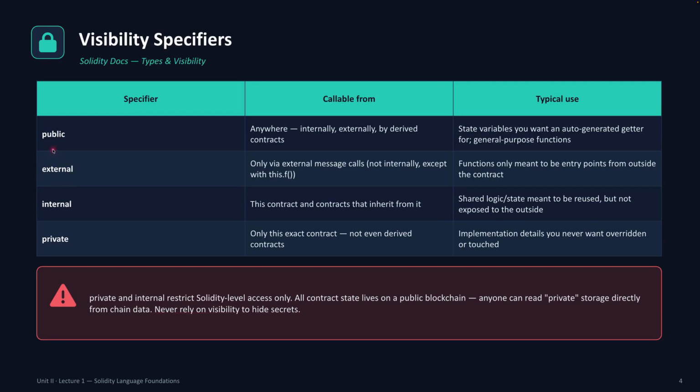So let us summarize. We have 4 specifiers. Public can be called from anywhere, outside the contract, inside the contract. External can be called from outside the contract. If you want to call it from within the contract, use this dot, the function name. Internal can be called from within the contract and from the derived contracts. Private can only be called from within the same contract.